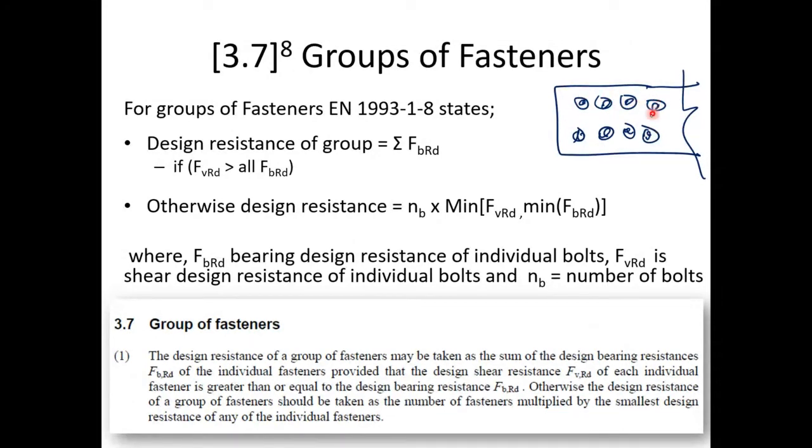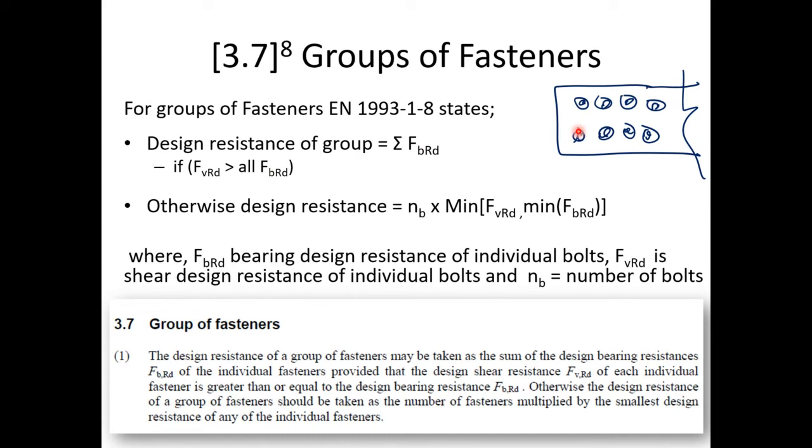So each bolt in a group of bolts, it might be a different thing that's driving the capacity, because the shear might be lower than the bearing, or one of the bearings might be lower than the shear. So if we're designing the whole joint, then we look at it. If the shear resistance is greater than all the bearing resistances, then it's obviously the bearing resistance for each of these that is going to dictate the capacity.